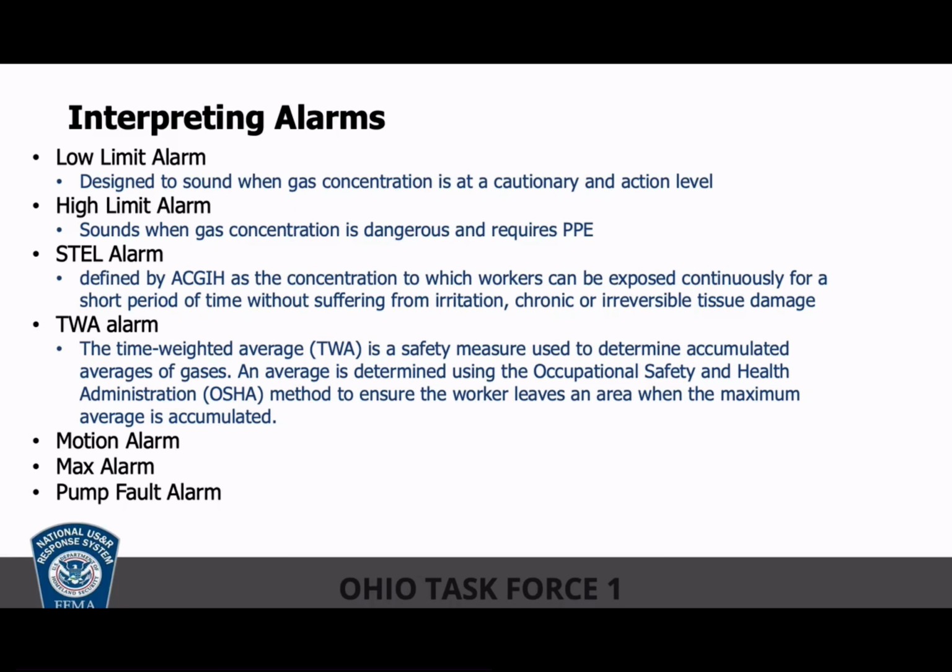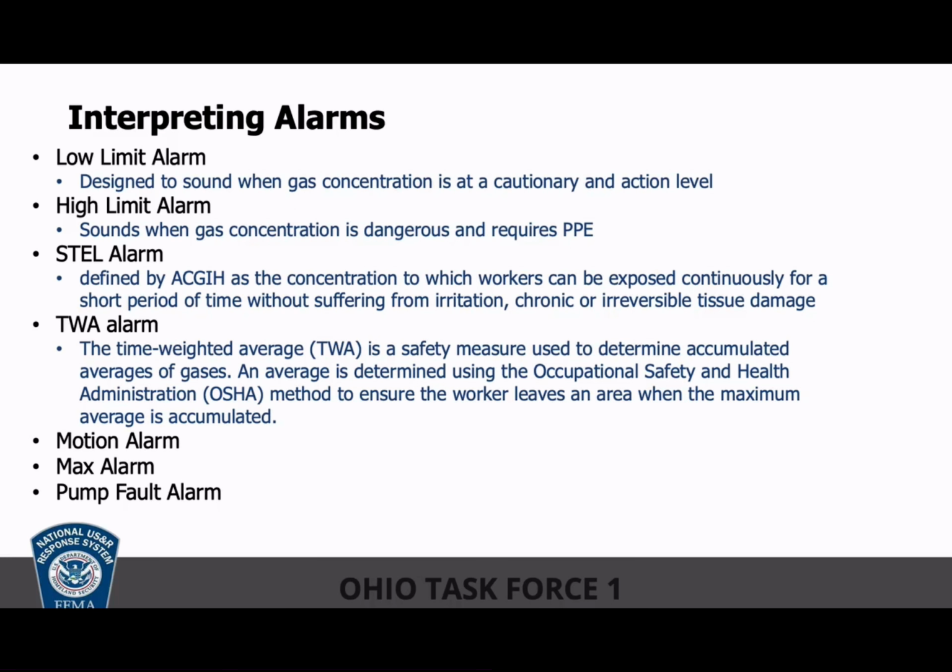The TWA alarm, or time-weighted average alarm: every toxic chemical has a TWA. It's how much of that chemical you could be exposed to on average over 8 hours a day, 5 days a week, 40 hours in a work week. If you meet that threshold, which is mathematically programmed into the meter, then that alarm will go off. If you're not in personal protective equipment that would protect you from that chemical, you need to change your operational posture immediately. We also have a motion alarm, a max alarm, and a pump fault alarm.